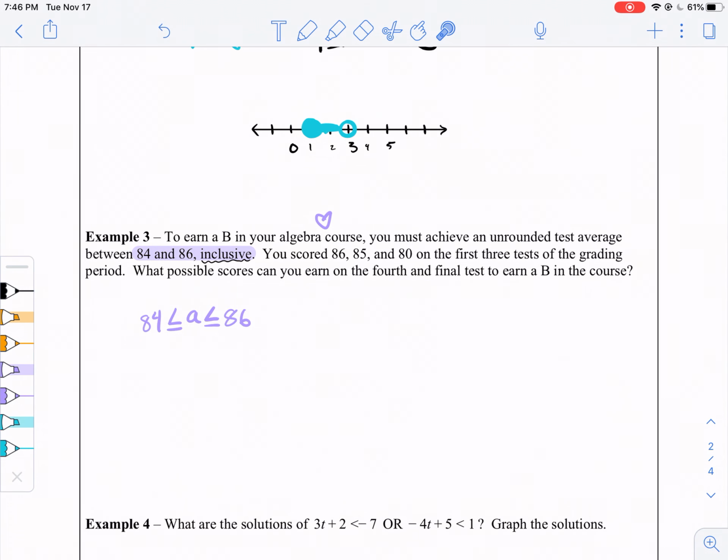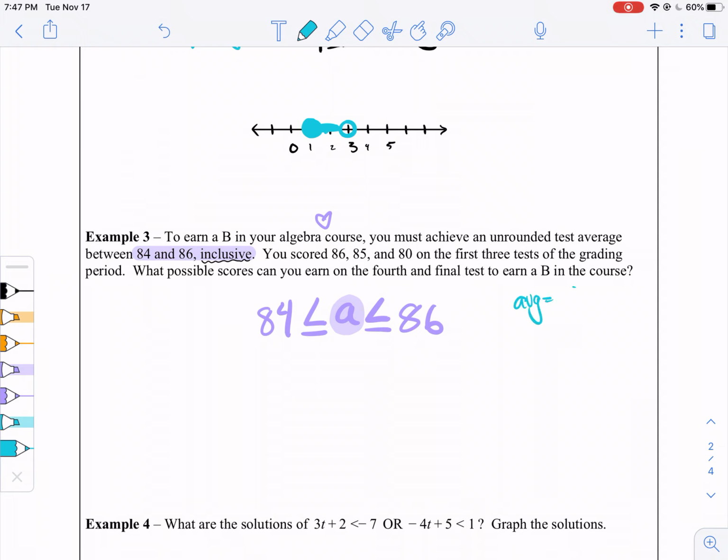You scored an 86, an 85, and an 80 on the first 3 tests of the grading period. What are possible scores you can earn on the 4th and final test to earn a B in the course? Well, we know our average needs to be somewhere between these 2 numbers. And we also know that to calculate the average, you need to take all your scores, add them all up, and divide by how many you have.